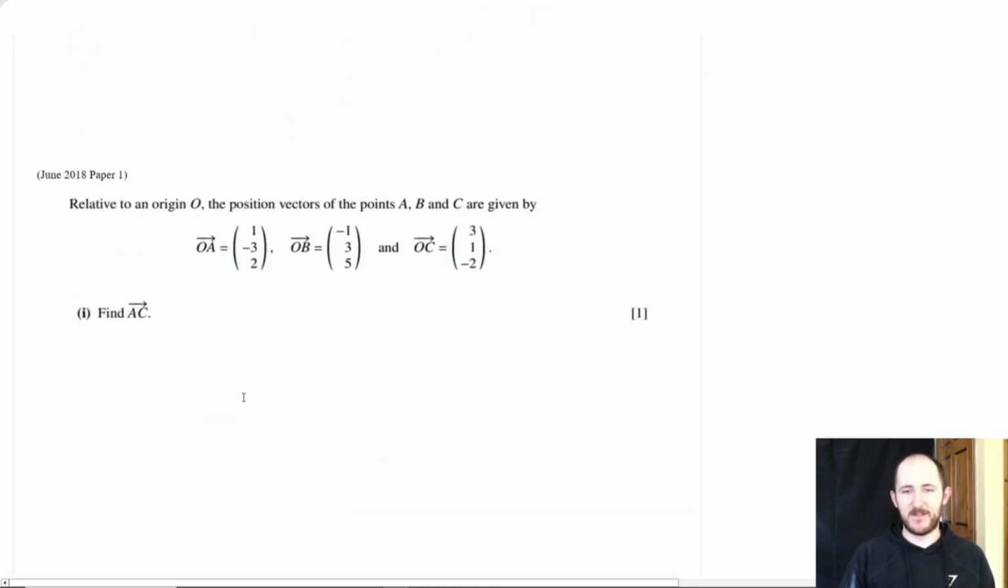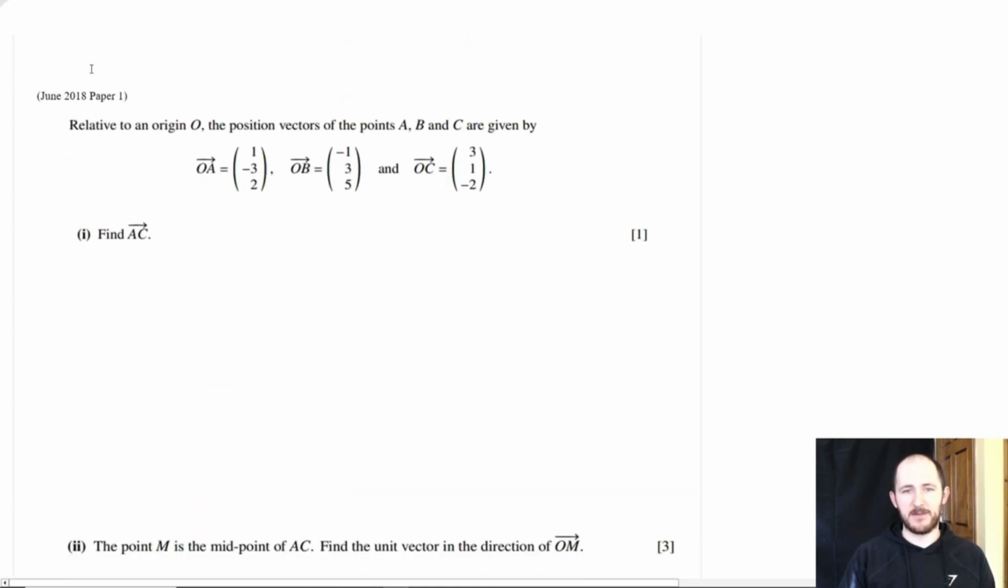So if we go down to the first question, we have 2018 paper 1. Relative to an origin O, the position vectors of A, B, and C are given by these 3 vectors. And again, they are position vectors because they have O in them. If you have O, it's always a position vector. If there are 2 letters next to each other that aren't O, so AB, or AC, or BC, these are displacement vectors.